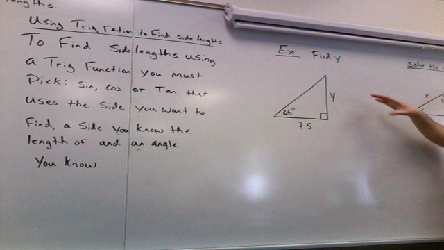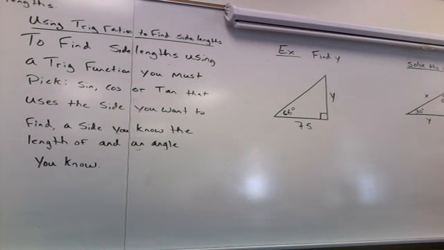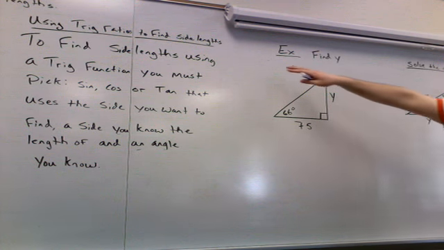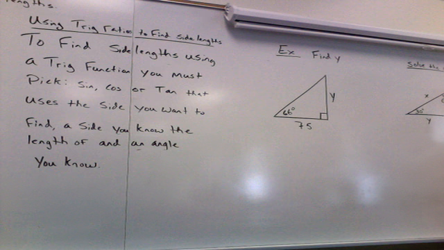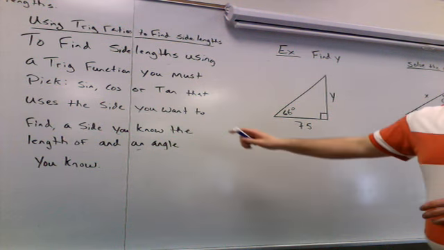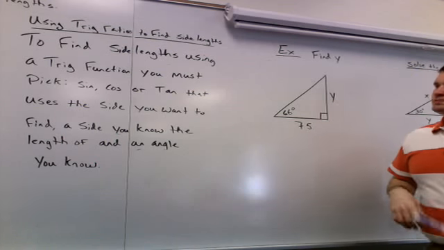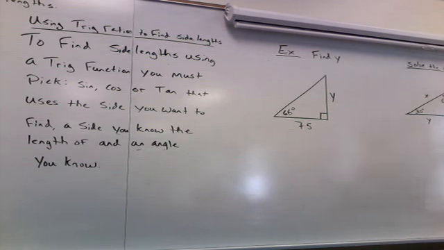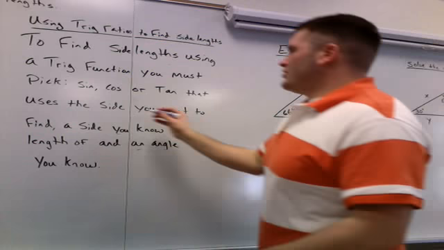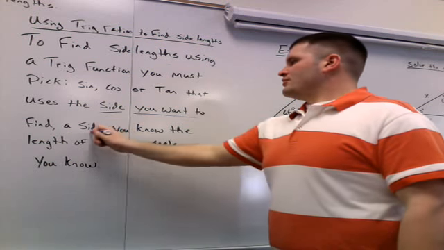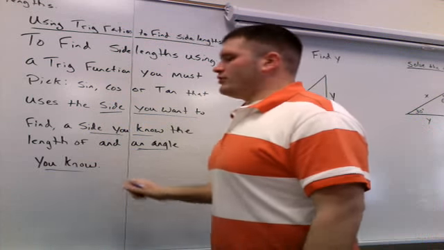Okay. All right. So if I want to find y, I need to use my trig ratios. Right here I have a little run-on sentence to help us figure out what we need to do. To find side lengths using a trig function, you must pick sine, cosine, or tangent that uses the side you want to find, a side you know the length of, and an angle you know. So the 3 important things in here are the side you want to find, the side you know, and the angle you know.